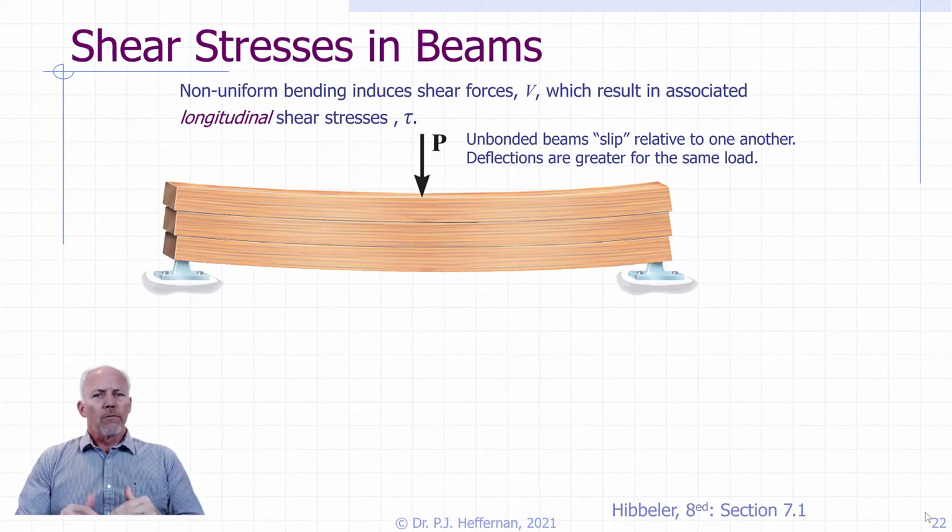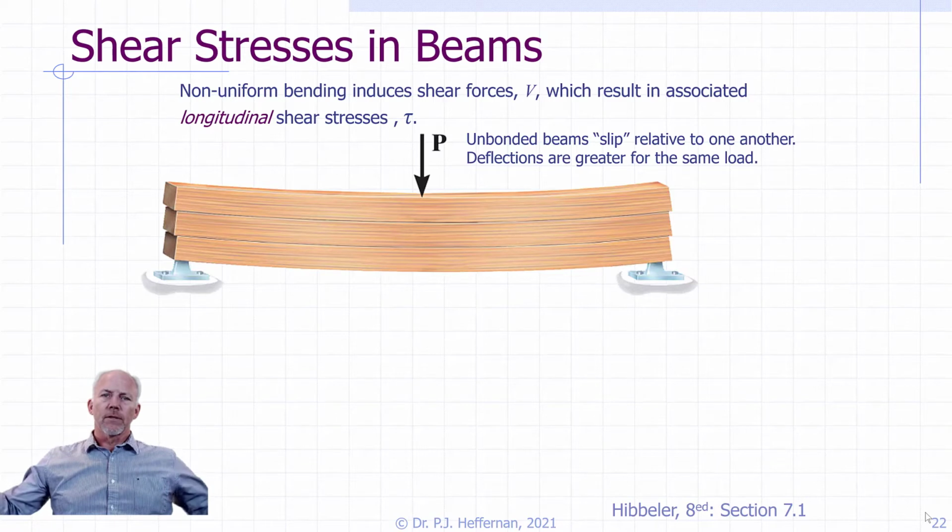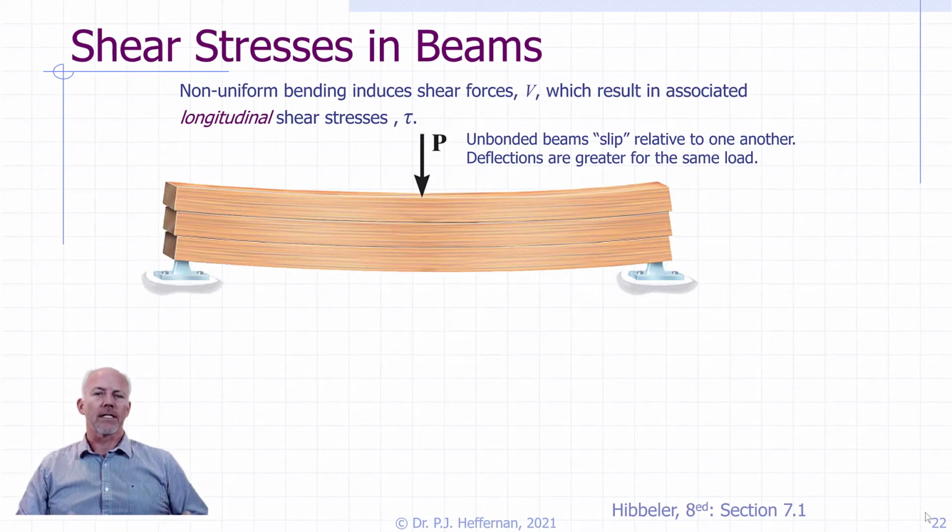And what we note when we step on them is they bend, as we would expect. But when they bend, we notice that the ends don't line up anymore, because they're slipping one relative to the other. Where they're touching, the friction connecting them isn't enough to stop them from slipping. So they're all behaving independently. They're not behaving together as one composite section. And this is because of those longitudinal shear stresses that we need to resist.